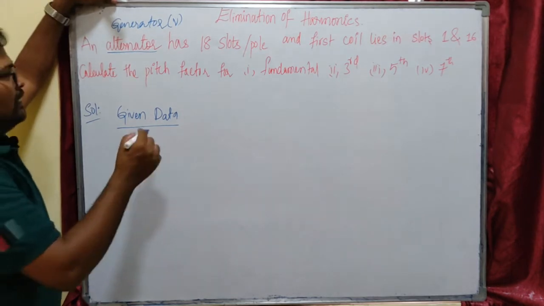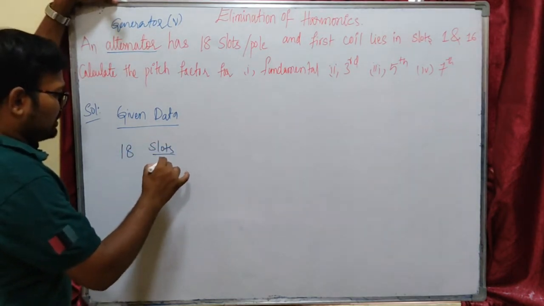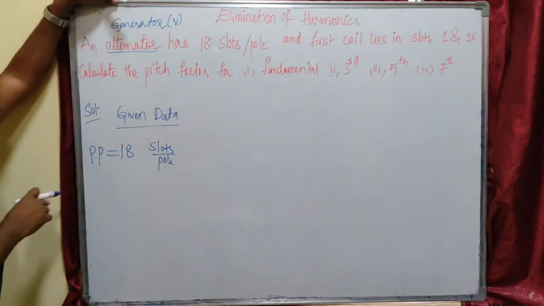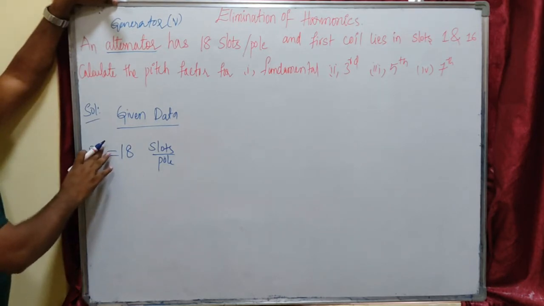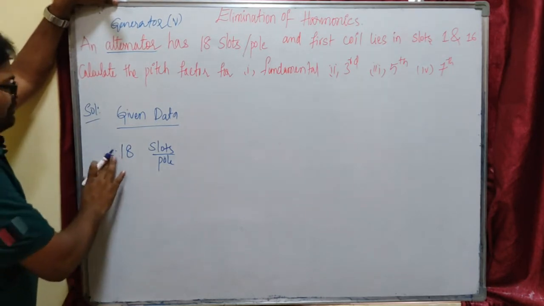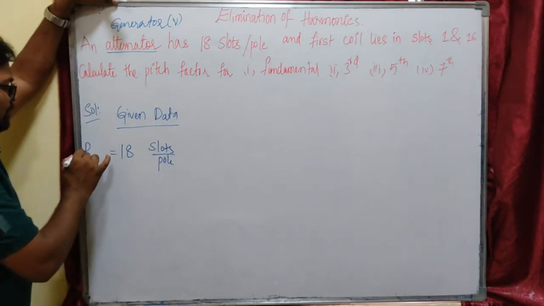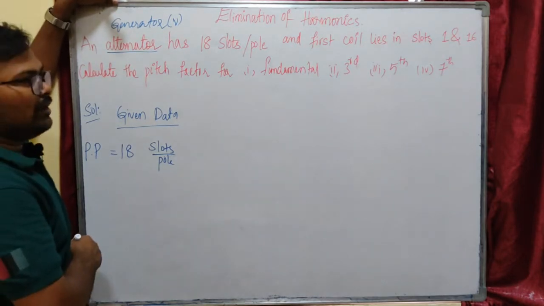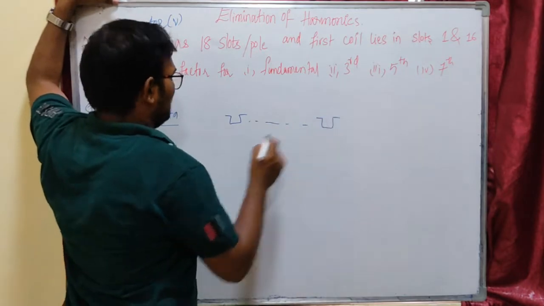Now it has 18 slots per pole. What does that mean? Sorry, slots per pole is nothing but our pole pitch. It is equal to pole pitch. And the first coil lies in slots 1 and 16. Actually, the pole pitch is 18.